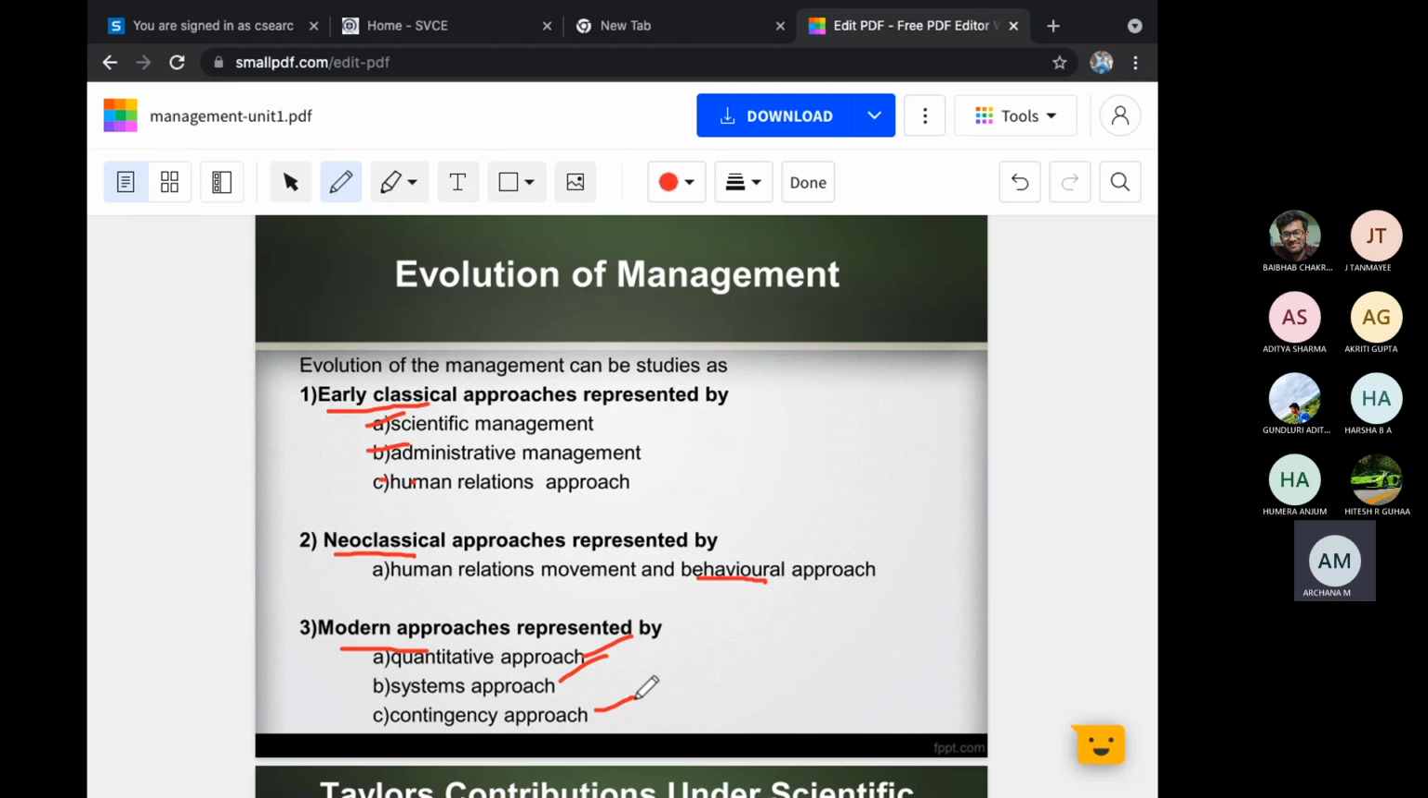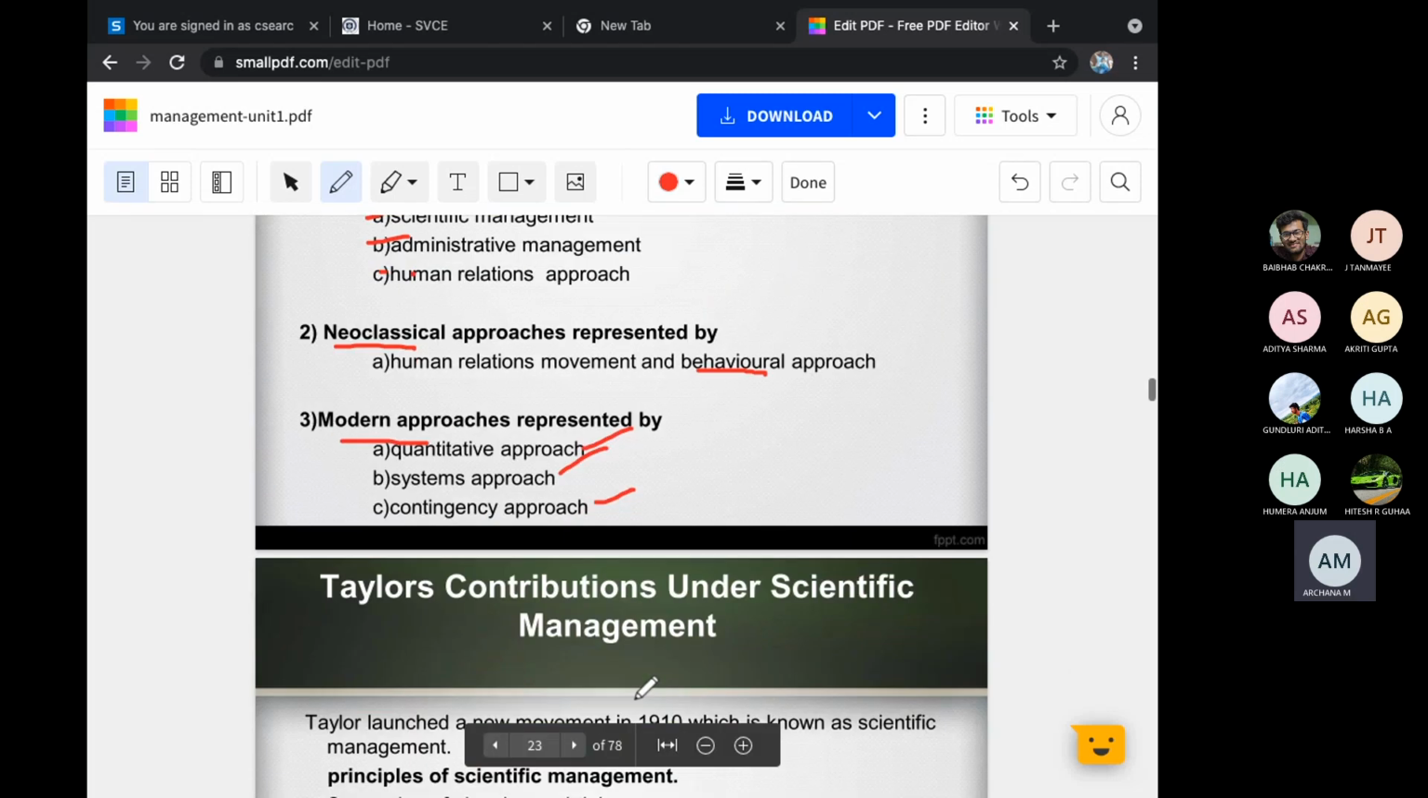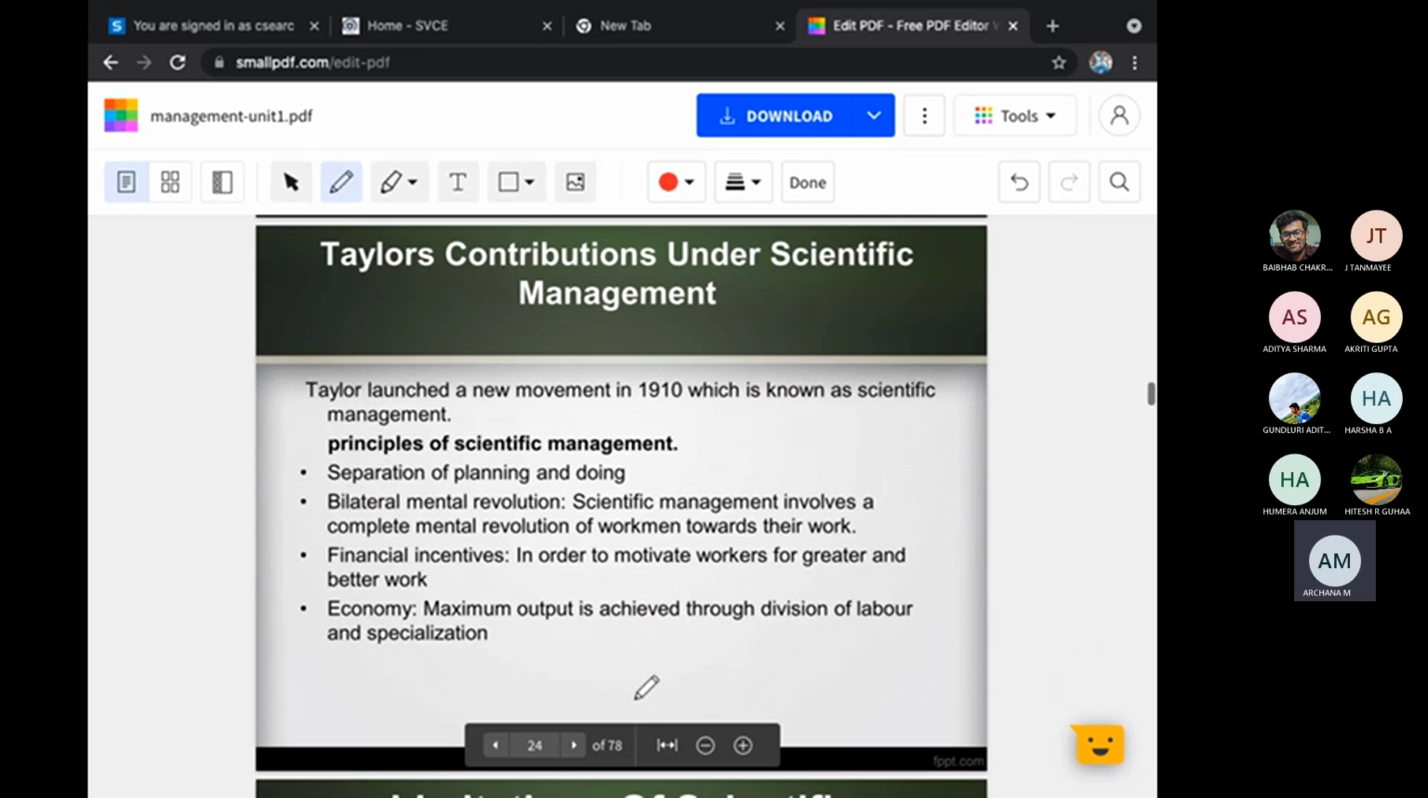Then this contingency approach. If I explain this contingency now, you will not understand. We will go through the theories, and only then will you come to know what this is. So these approaches are very important. Based on the classical, neoclassical and modern approaches, certain theories were built. Based on these theories, even now, wherever you go, the government frames the rules in management. So this evolution of management and these theories are very important.